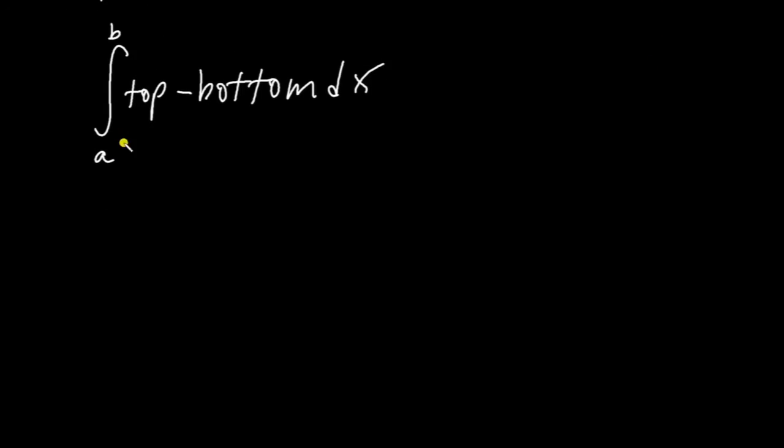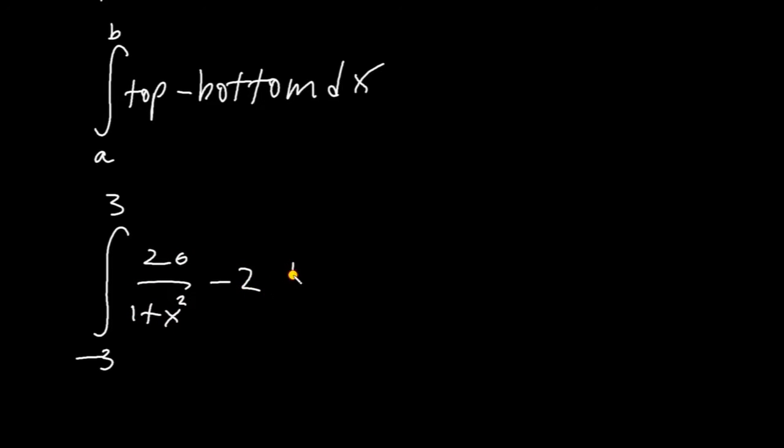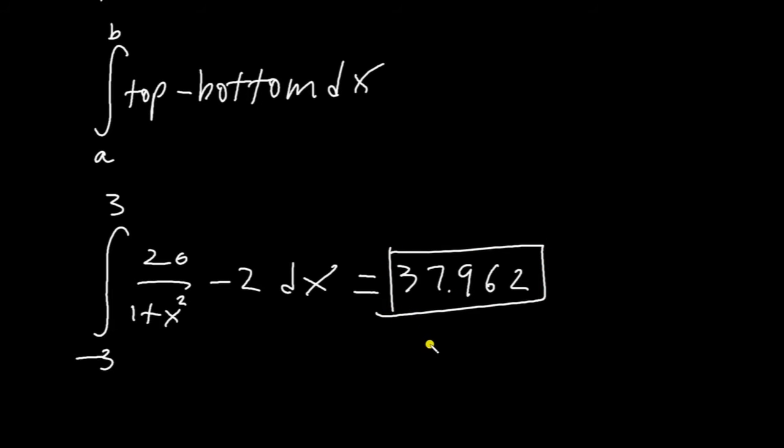So plugging all that in, we have the integral from negative 3 to 3 of 20 over 1 plus x squared minus 2 dx. If you evaluate this in your calculator, you will get 37.962, and that is our answer. This is a two-part question, one part for the integrand, one part for the answer.